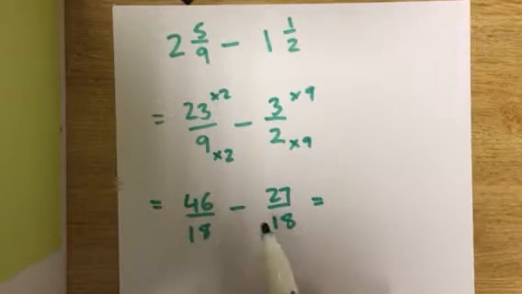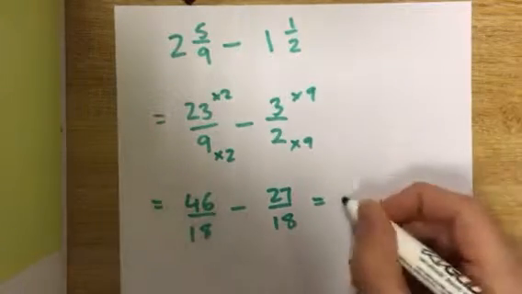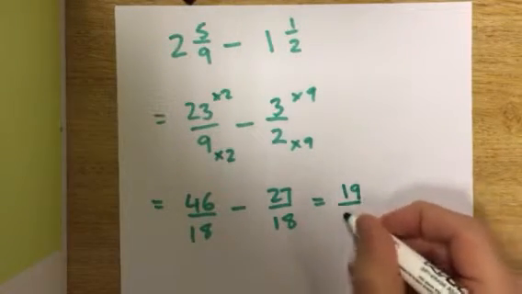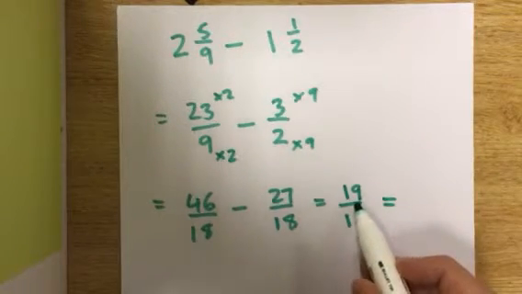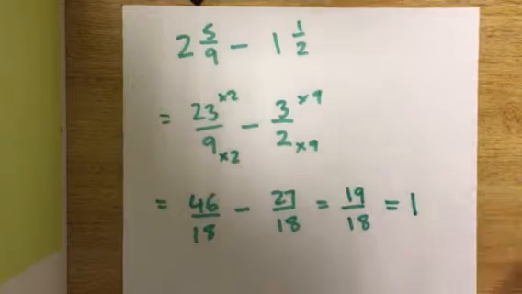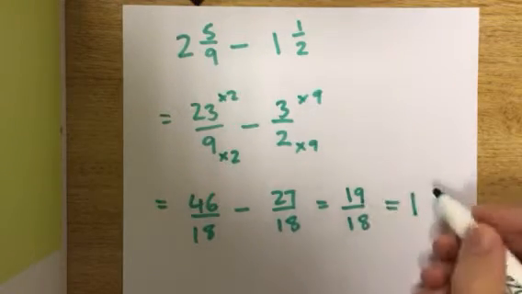So 46 minus 27 is 19, so I get 19/18, and if I want to convert that back to a mixed number, 18 goes into 19 once, and then I've got 1 left over to go up to 19.